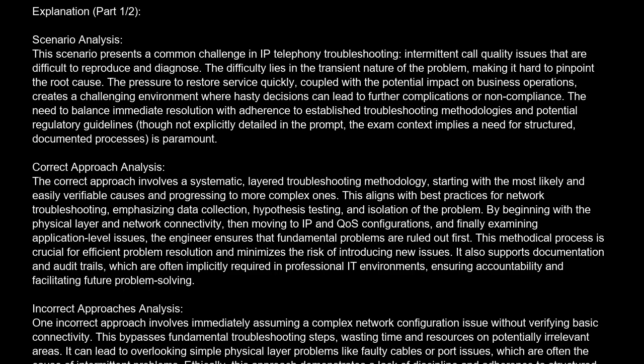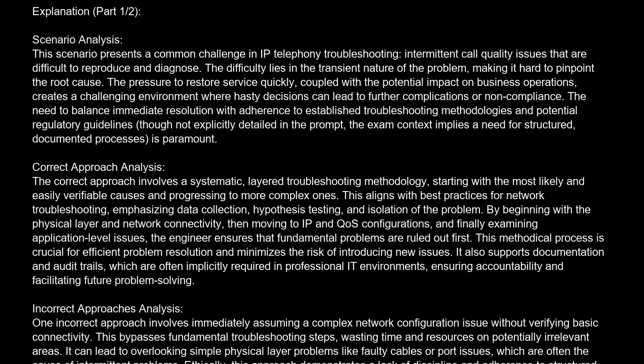It can lead to overlooking simple physical layer problems like faulty cables or port issues, which are often the cause of intermittent problems. Ethically, this approach demonstrates a lack of discipline and adherence to structured problem solving, potentially leading to prolonged downtime and user dissatisfaction.